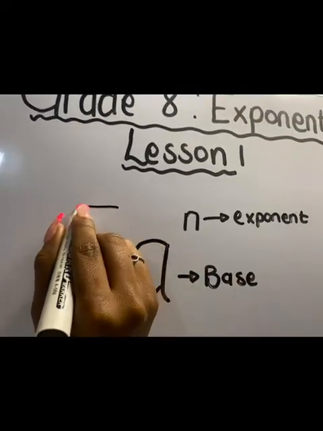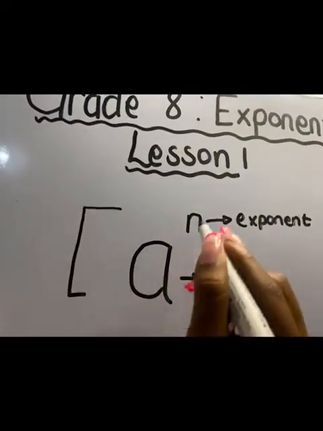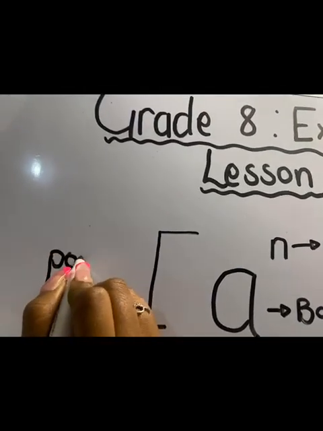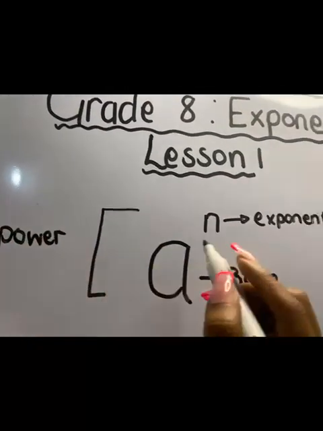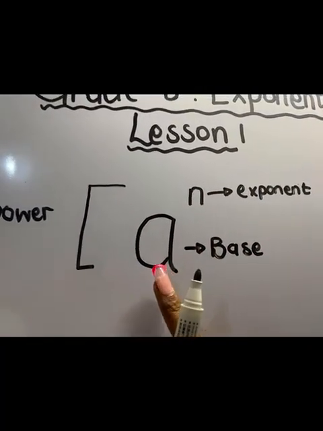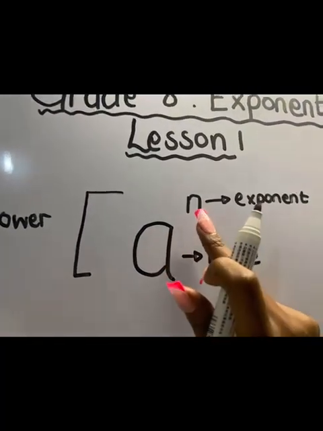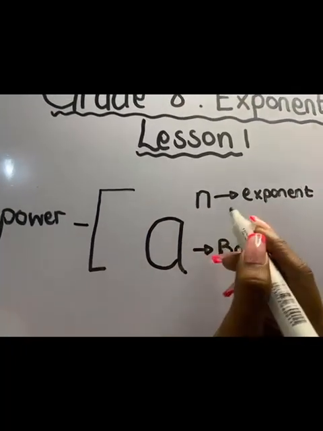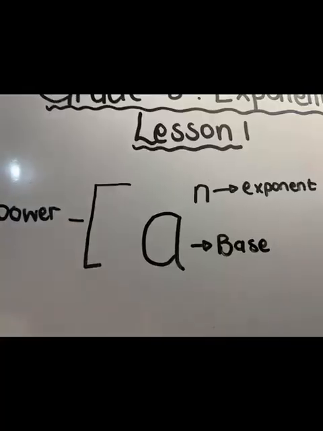Now all of this, the base and the exponent, is called a power. So this is a power. Now, how do we read exponents? We say this is a to the power of n. So that's how we read exponents. This is a to the power of n.